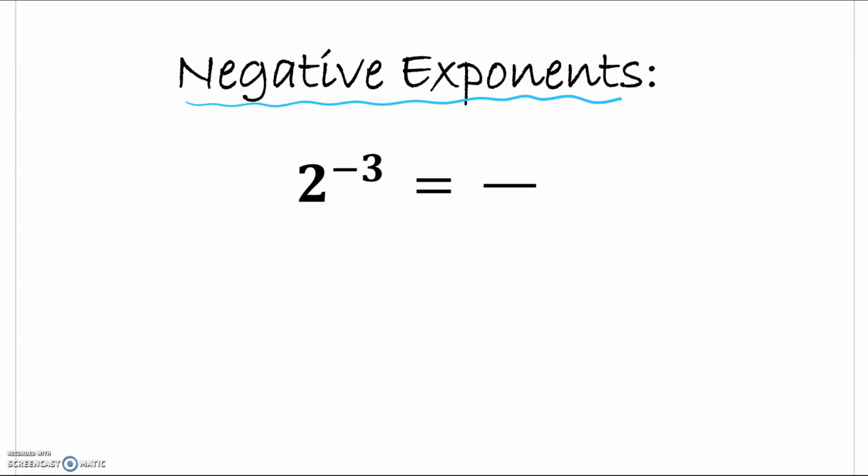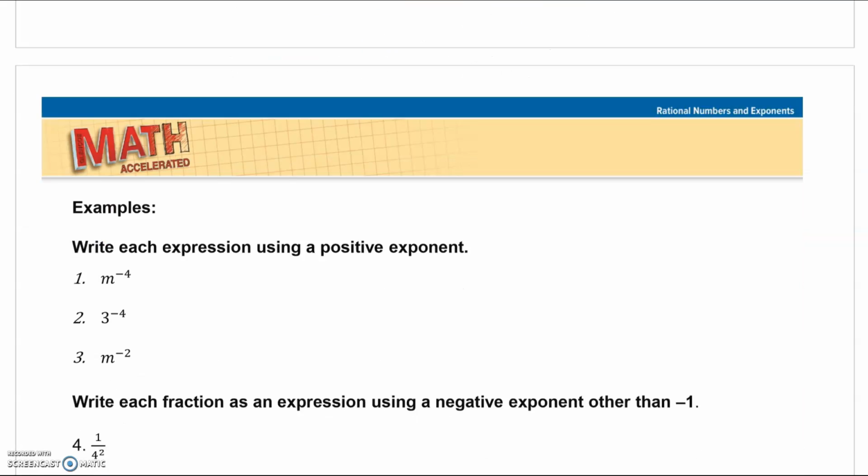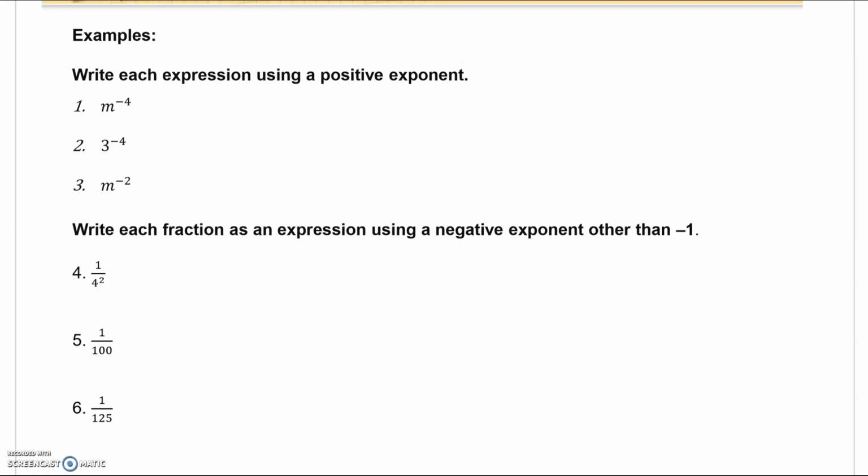So if we think about 2 to the negative 3, we're just going to rewrite that as 1 over 2 to the third power. If a negative exponent goes from the top of a fraction to the bottom, it becomes positive, and vice versa. So if it moves from top to bottom or bottom to top, it becomes the opposite sign, depending on what it started with. We'll look at a couple examples.